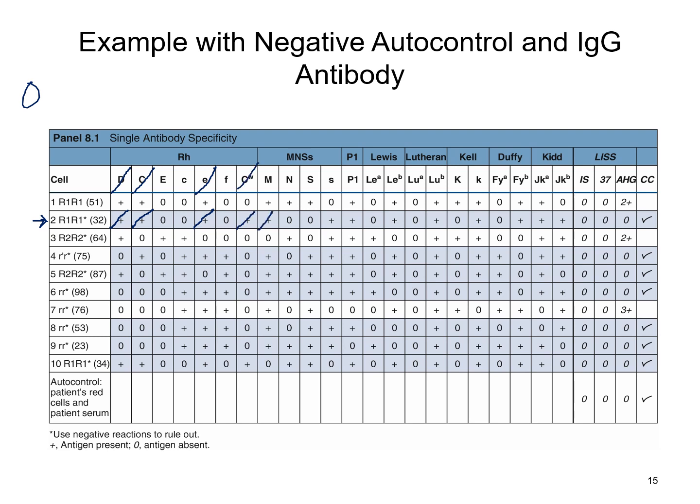M. All right, so M is inherited with N, so we check those two together. Big S, little s, homozygous little s, so we can rule out. P1. Lewis B. Lutheran B. Little k, Duffy B, JKA and JKB. So this is heterozygous. So we know that we could potentially have some weak reactivity going on, so we're not going to rule those out just yet.